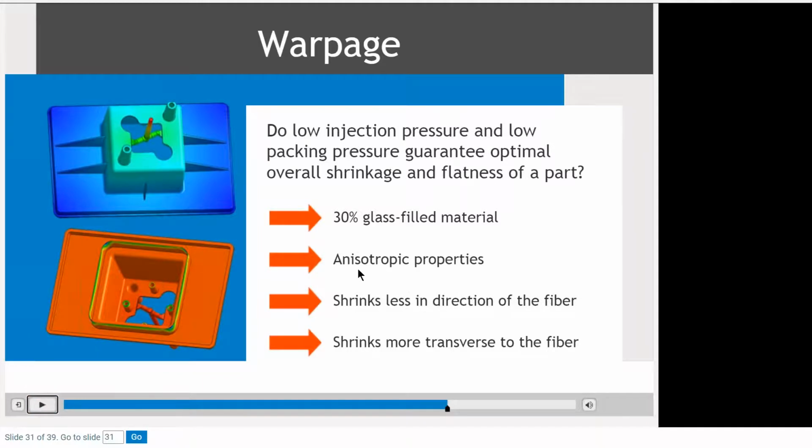That is very important to remember. Anisotropic properties: shrinks less in the direction of the fiber, shrinks more transverse, or 90 degrees, to the fiber. And now we remember the fiber orientation images I showed you. That's why it's important to understand how the fibers are oriented, because they will impact shrinkage and warpage.